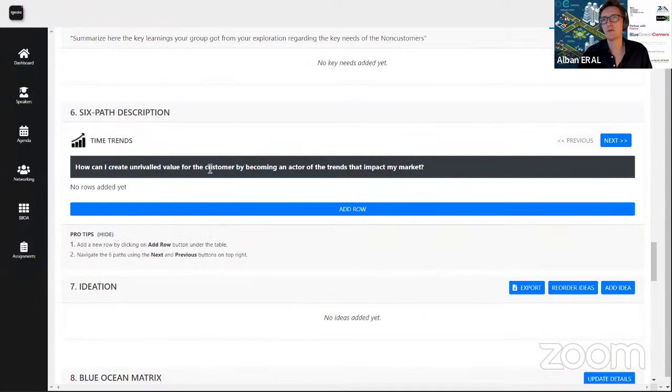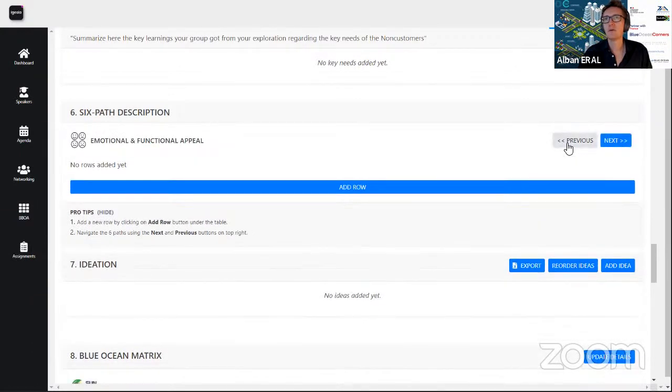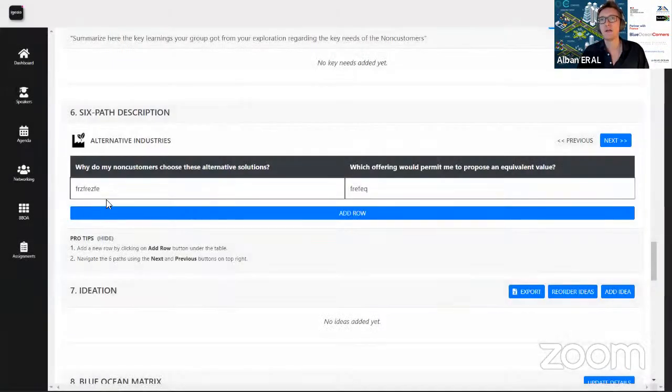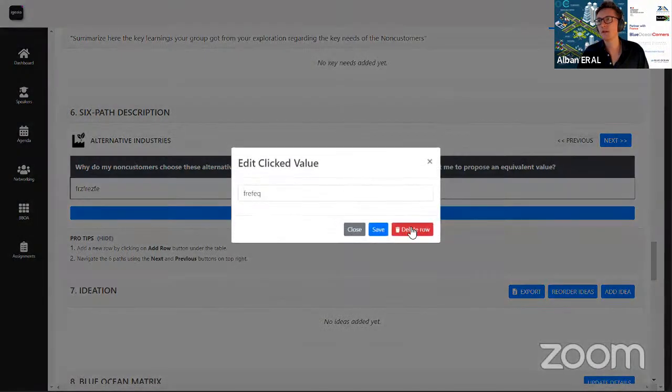You will see here the same question as Jason has introduced to you for each of the 6PASS. You have here the name of the pass, time trends. You can click here on next to change the pass: strategy group, decision chain, complementary, emotional. And when you want to add, here you click on add row. Okay, this part here, add row, and you are able to answer this question. So each member of your group can contribute and bring his own proposition for alternative industries, list of decision chain, complementary product and services. And you just add your answer here and it will be added here. And you can edit it or delete it.